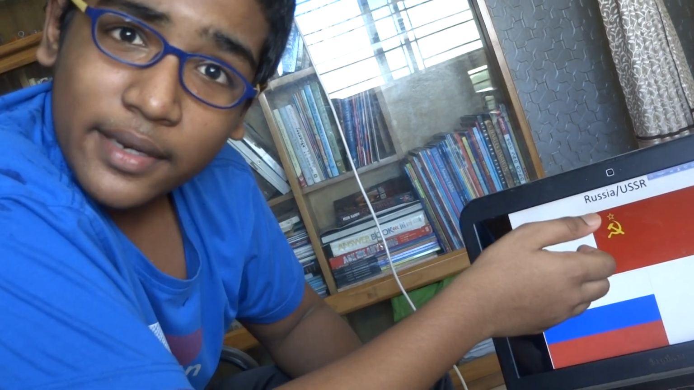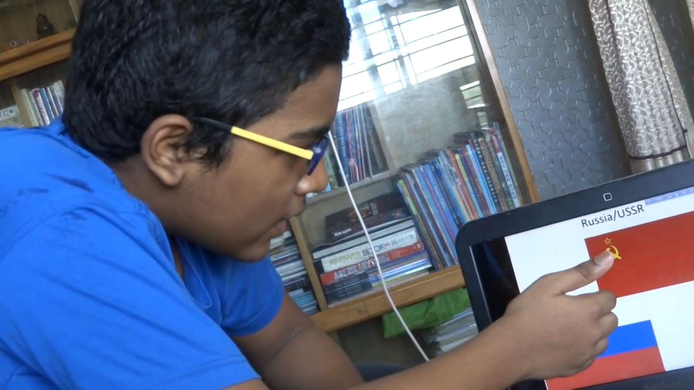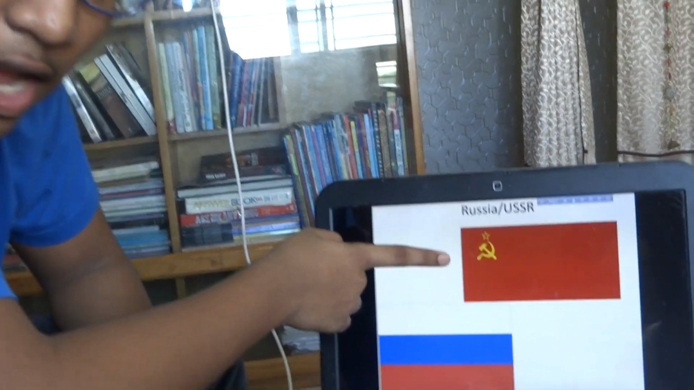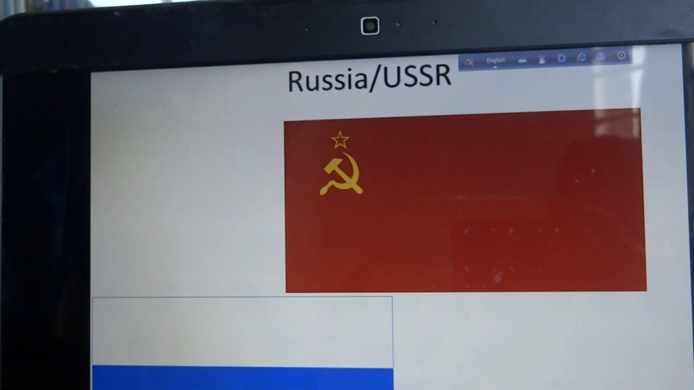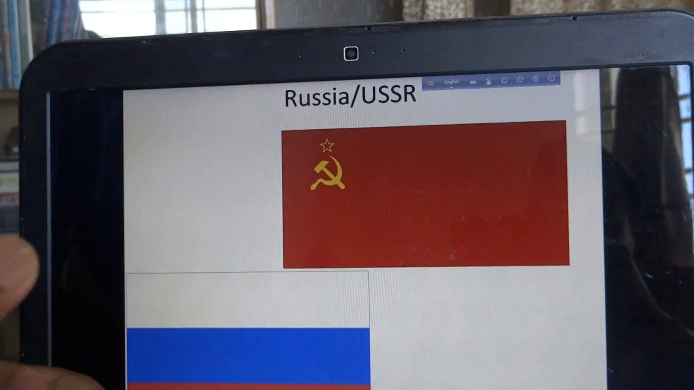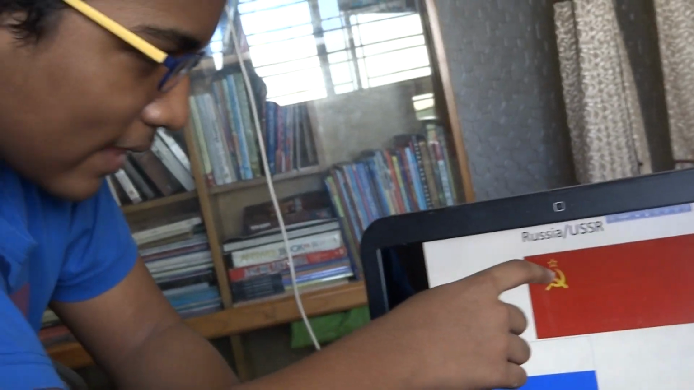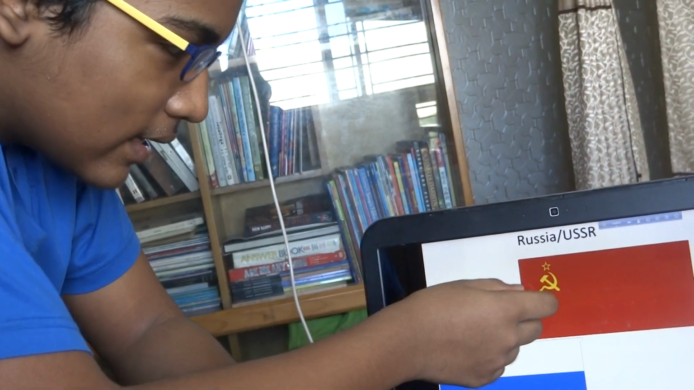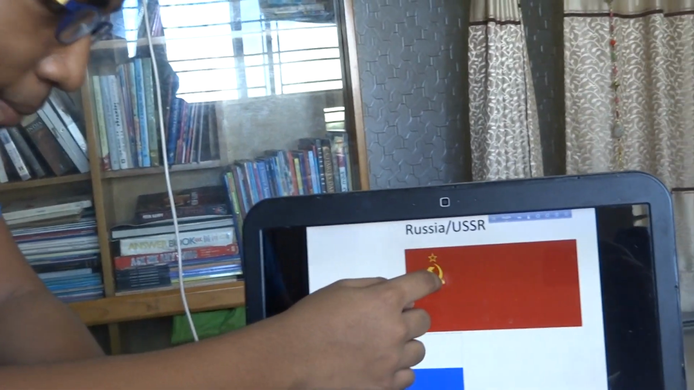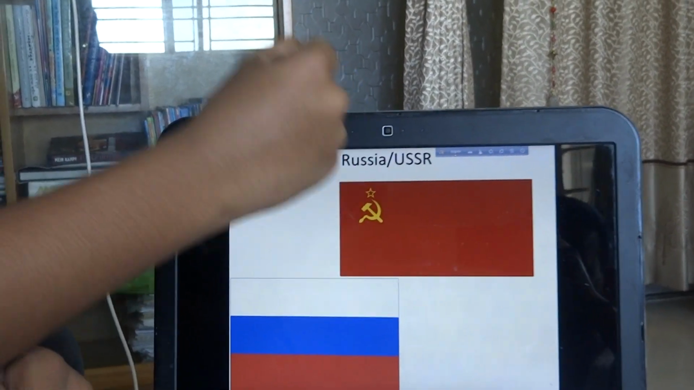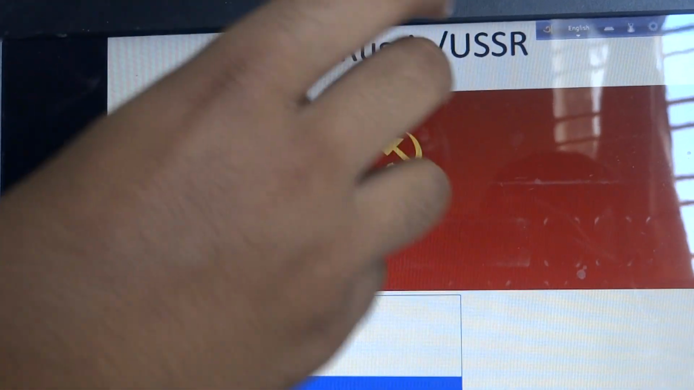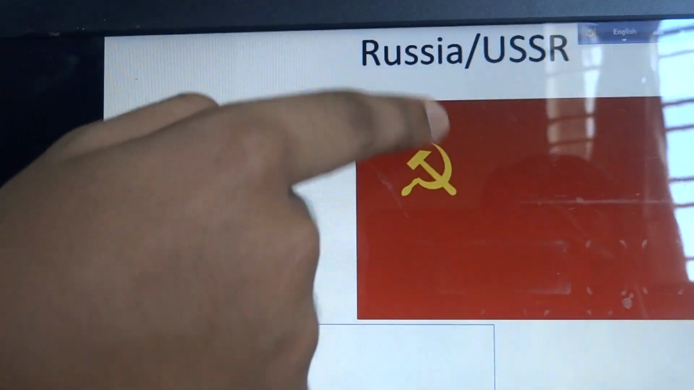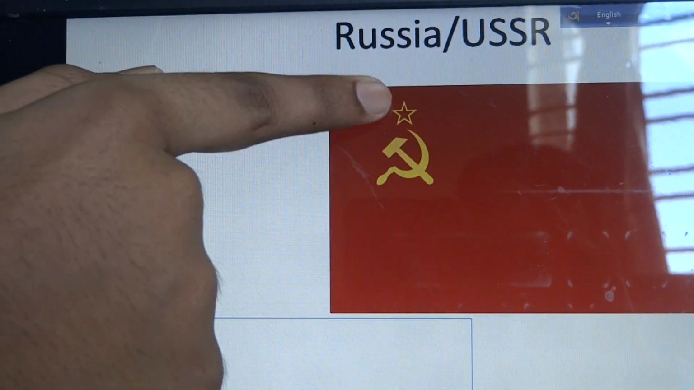After the Russian Revolution, which toppled the monarchy, they went for this flag, the USSR flag, or the Soviet Union flag. The red is the standard color of all communist countries, and it shows the blood of communist martyrs. And the hammer and sickle, the sickle means the farmers, and the hammer means the workers of the country. And this shows that they must have unity, overseen by the star of leaders.